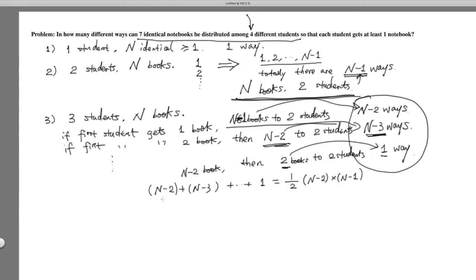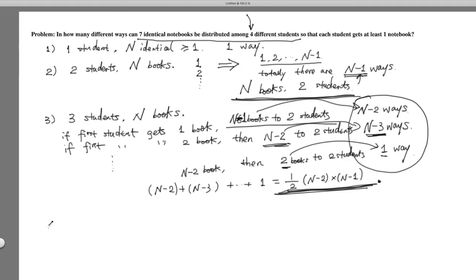And again, remember that to do this sum you can just reverse the numbers and then pair them together. Look at this formula. All right, remind yourself what this formula is. This formula says that this is the number of ways of distributing n books to 3 students. So we have done this case.